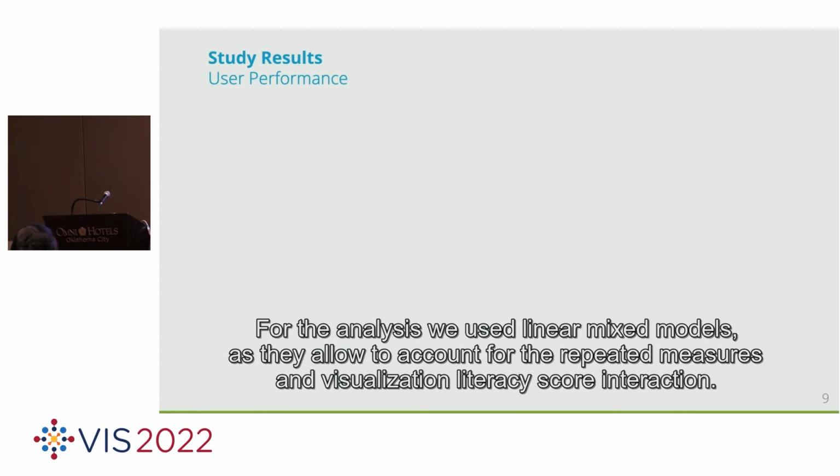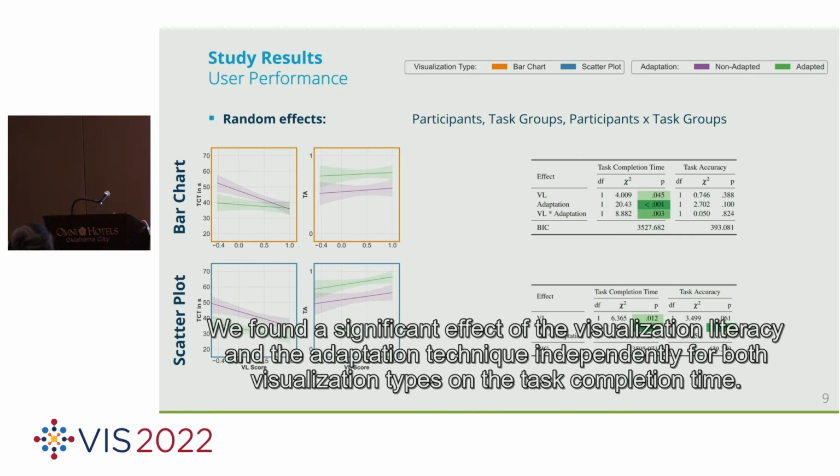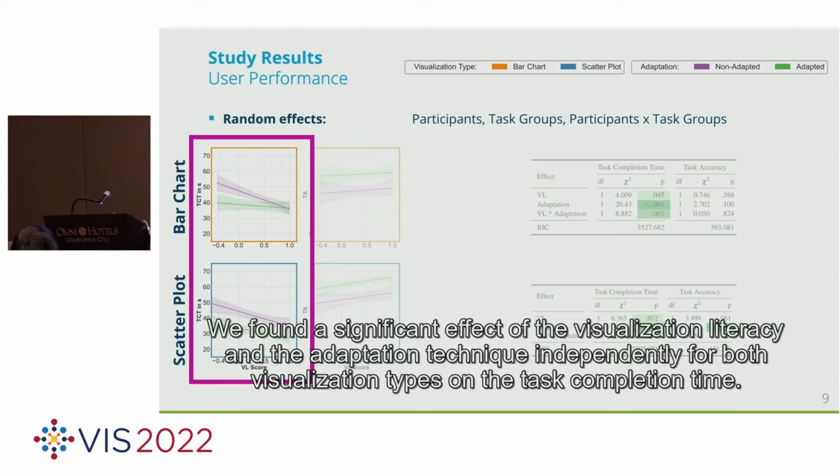For the analysis, we used linear mixed models, as they allow us to account for the repeated measures and visualization literacy score interaction. For the dependent variables of performance, we included the factors participants, task groups, and the interaction as random effects into the model. We found a significant effect of the visualization literacy and the adaptation technique independently for both visualization types on the task completion time.